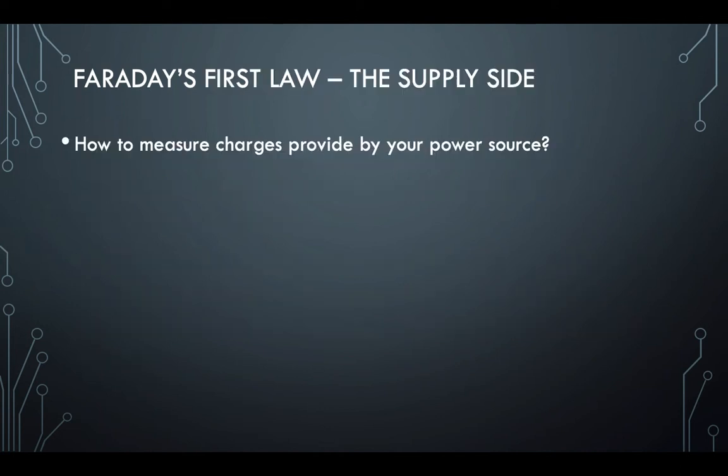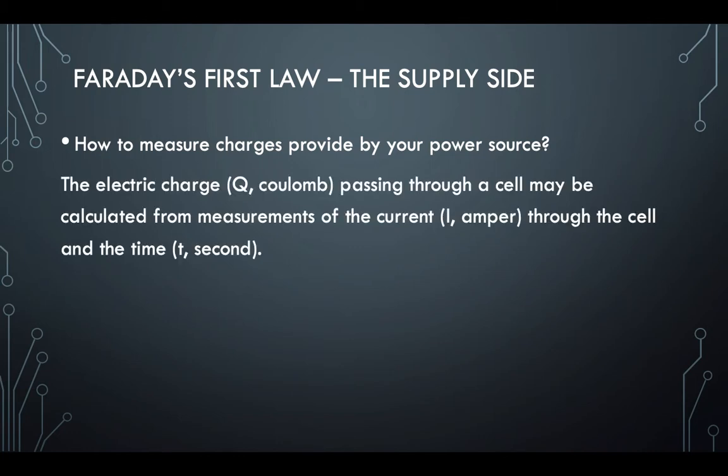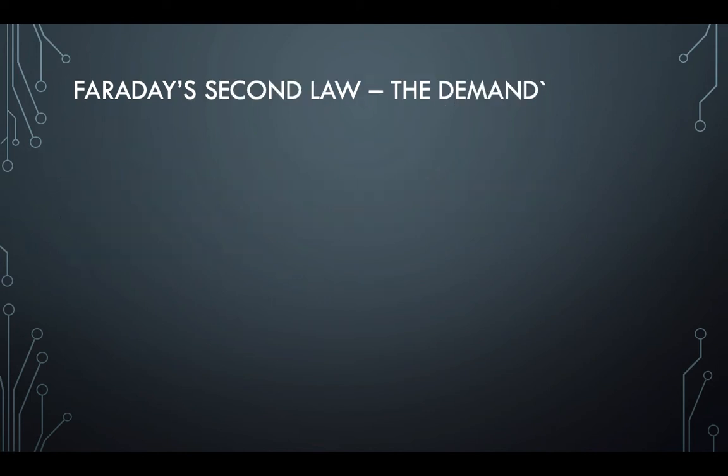Now, how do we measure the charges provided by a power source? The electric charge, measured in coulomb, passing through a cell can be measured by the current, measured in ampere, and the time, measured in second. When you multiply the current by the time, that gives you the overall amount of electric charges supplied by your power source. That's the supply side. So what about the demand side?